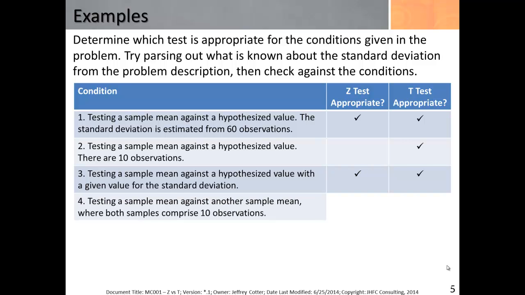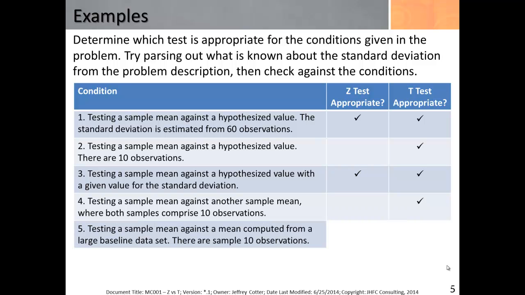Example 4. Testing a sample mean against another sample mean where both samples comprise 10 observations. This is an equal means type of hypothesis test. All the same rules and conditions apply for determining which type of test is appropriate. The problem doesn't state anything specific about the standard deviation, so we'll assume that the standard deviation will be estimated from the sample data. There will be 20 observations and 18 degrees of freedom, which is still a relatively low precision on the estimate of the standard deviation. Therefore, the t-test will be appropriate, but the z-test will not.